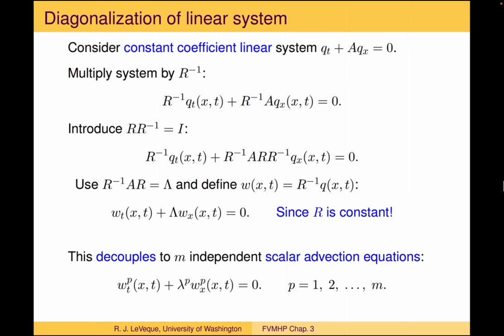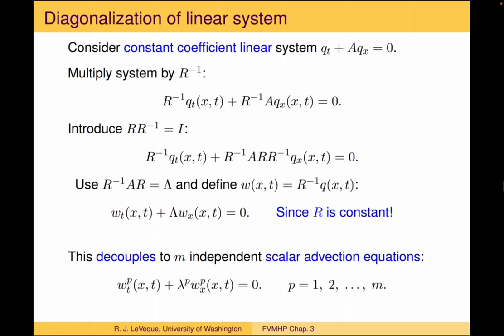The pth component of w satisfies the equation: time derivative of the pth component of w plus lambda p, the pth element on the diagonal matrix lambda, times the x derivative of the pth component of w equals 0. And so it decouples this linear system, which coupled all the components of q together, into totally independent scalar advection equations, one for each component of the system. And we see that the eigenvalues then become the advection velocities. So those are the wave speeds of waves in our original linear system.